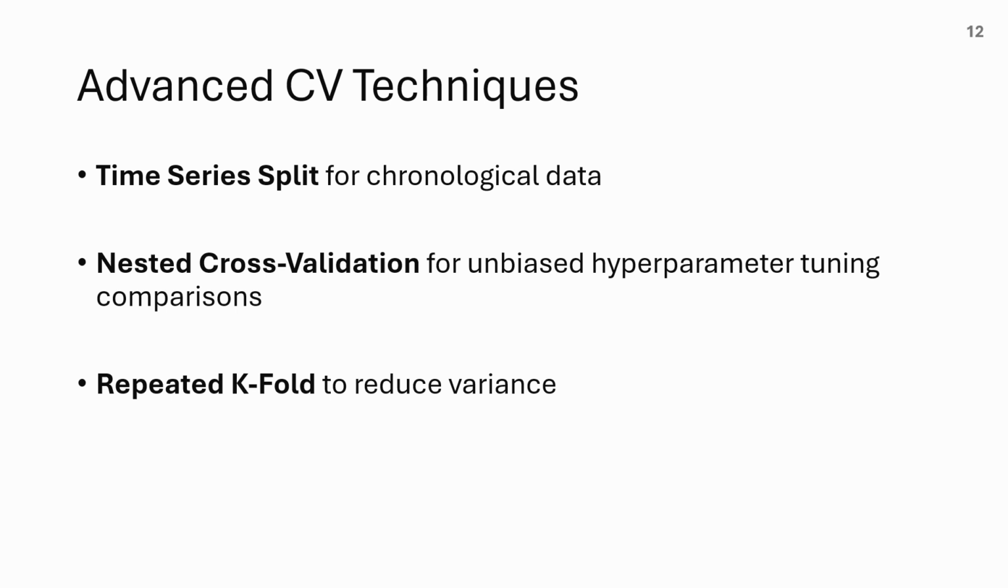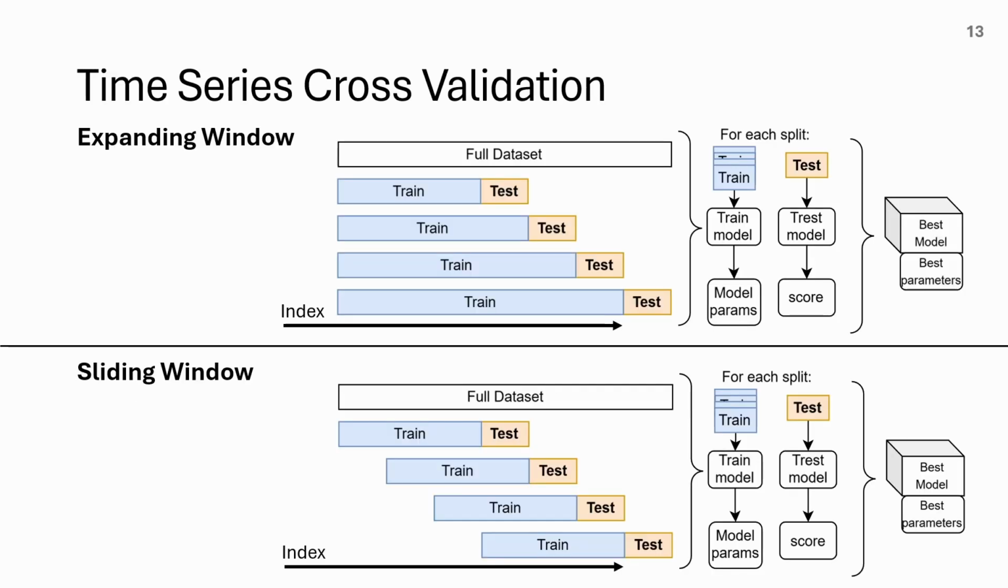And there are also advanced techniques that are used for time series splitting. There are also nested cross-validation to get the unbiased hyperparameter tuning comparisons, and of course repeated K-fold to reduce variance. Let us take a look.